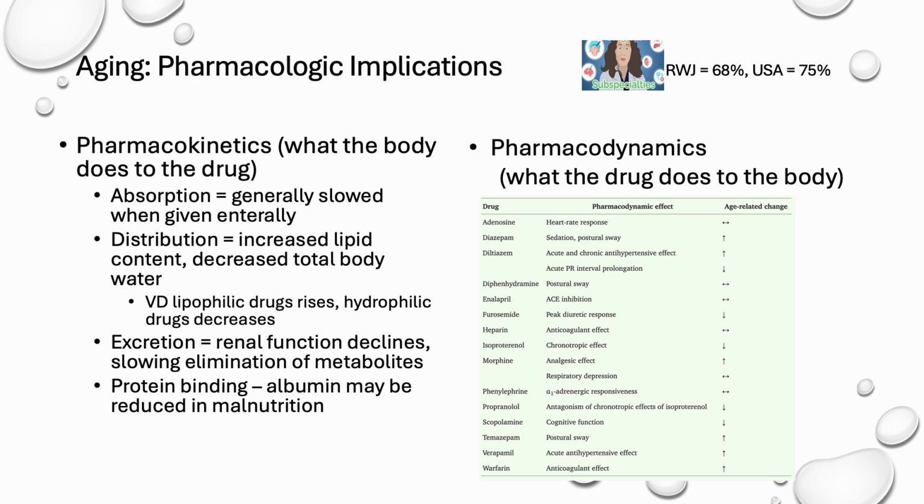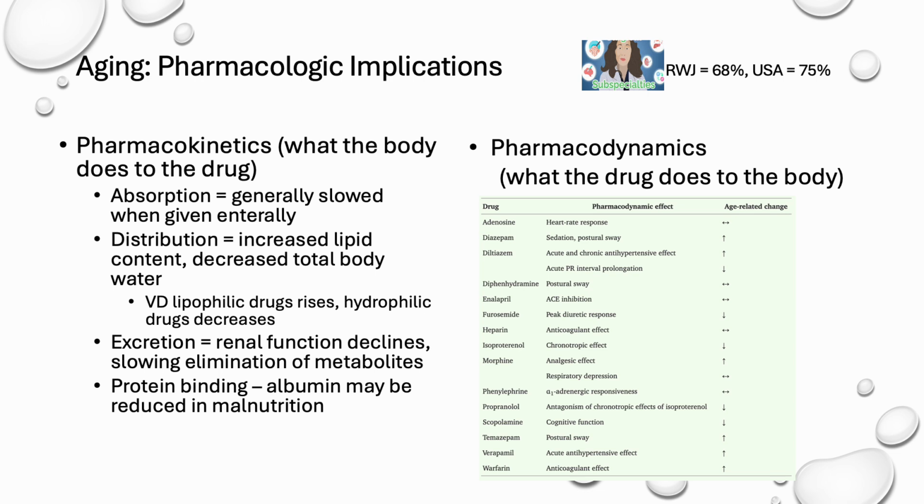The volume of distribution changes also, depending on the properties of the drug. With more lipophilic drugs, because total body fat content tends to increase as we age, volume of distribution tends to rise. And since total body water tends to decrease, volume of distribution tends to decrease with more hydrophilic drugs. Excretion will change as renal function tends to slowly decline with age, and protein binding may also be reduced if elderly patients are in a state of malnutrition.